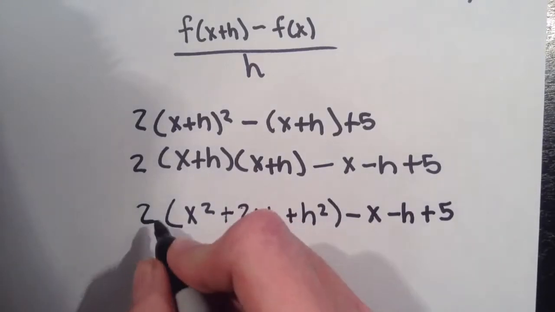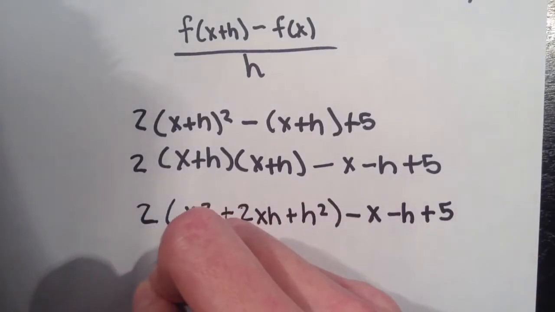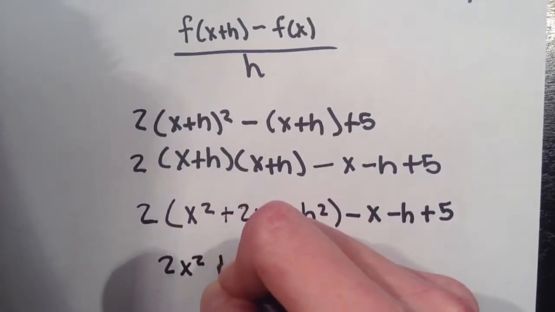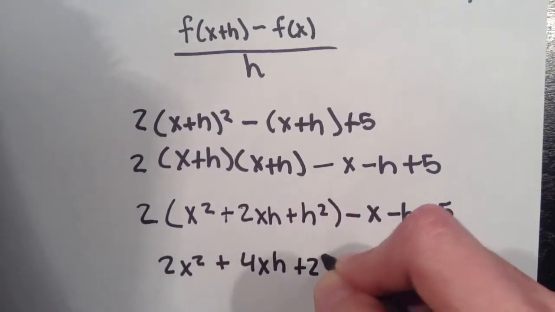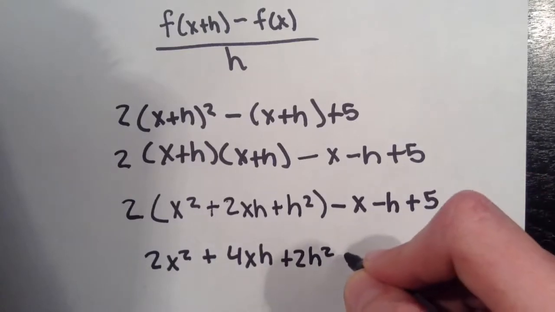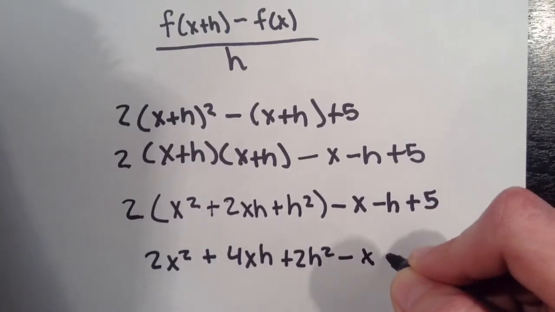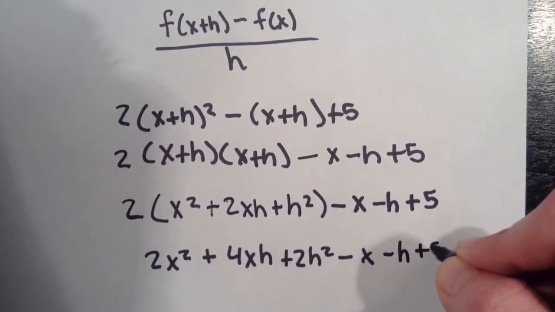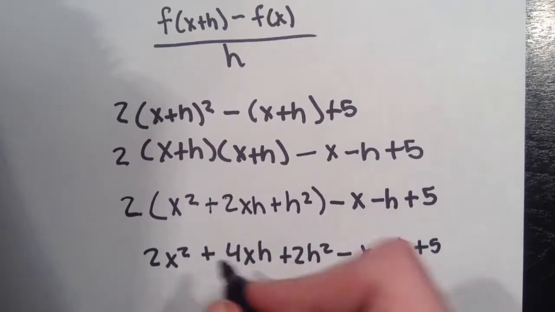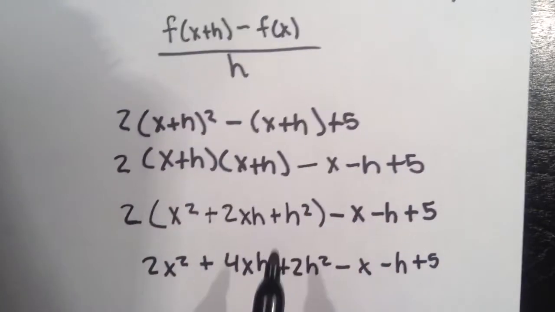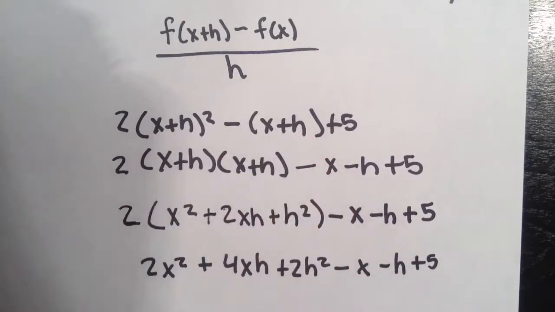From here, you're going to want to distribute the 2 to all these and have 2x squared plus 4xh plus 2h squared, and again minus x minus h plus 5. And from here, you're going to see if you can combine any like terms or cancel, but in this case we can't, so we're going to add on the next part of the formula, which is subtracting the original equation.